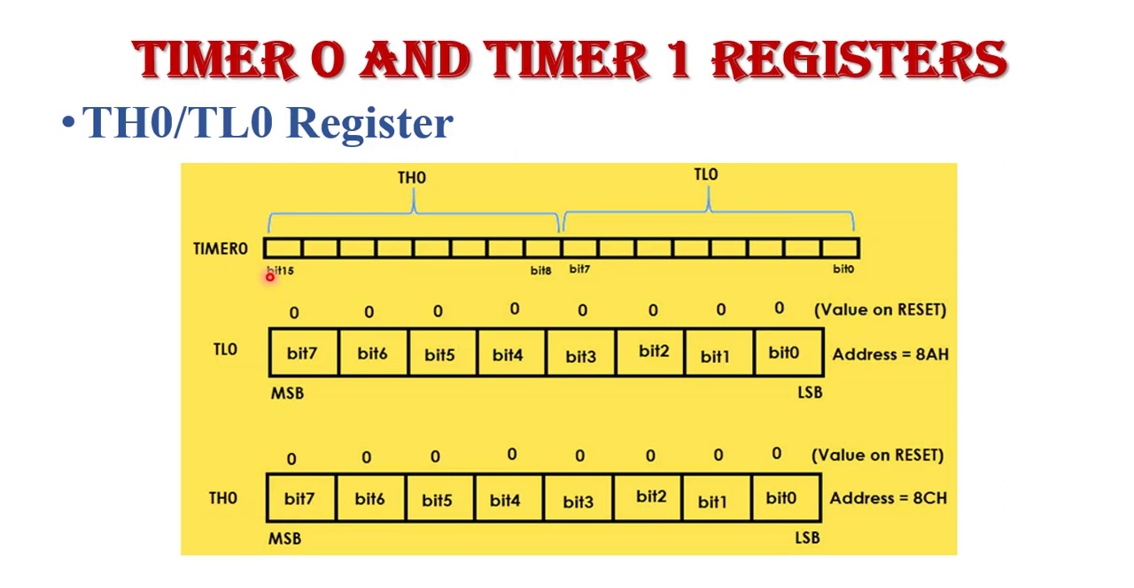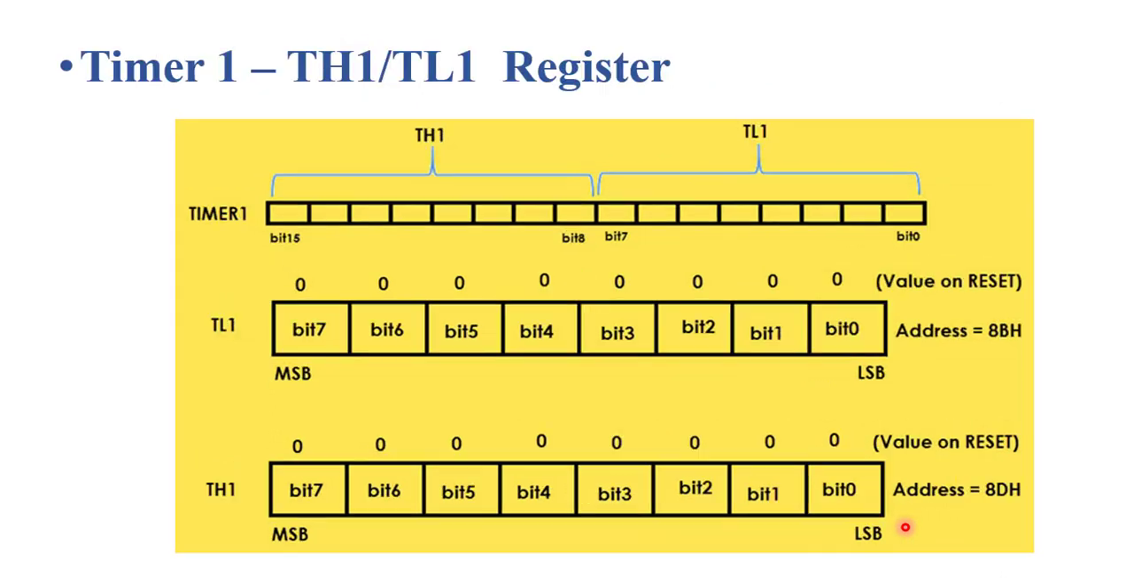But timer 0 doesn't have any special address or any physical address in the special function register area. Only TL0 and TH0 have a physical address in the special function register area. So the physical address of TL0 is 8AH and the physical address of TH0 is 8CH in the special function area of internal RAM.